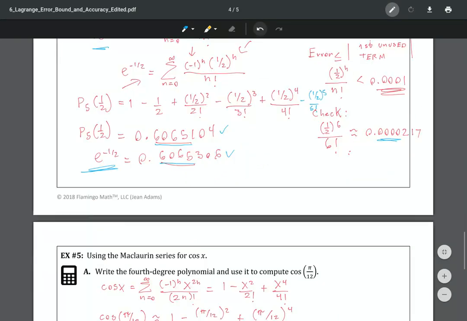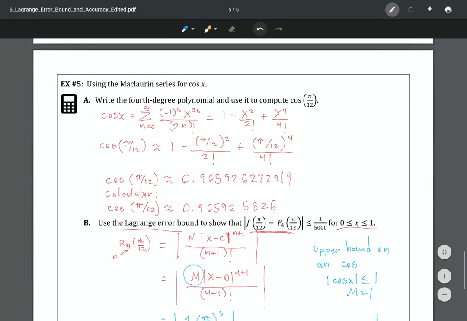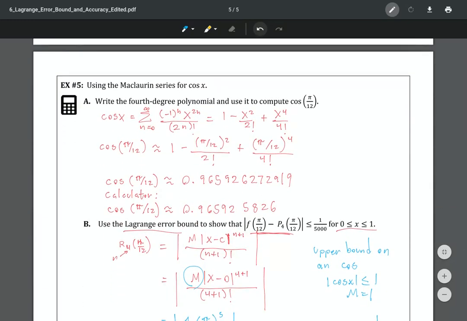So, okay. So notice that they're asking us to write the fourth degree polynomial for cosine. All right. Cosine has this series right here. So to write the fourth degree polynomial, all I have to do is just plug in a 0, a 1, a 2, and that's pretty much it. Because by that time I get to my fourth degree polynomial.